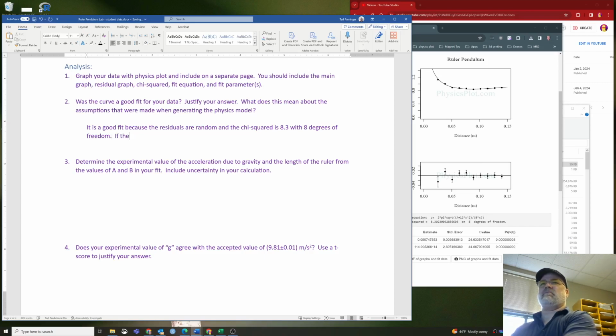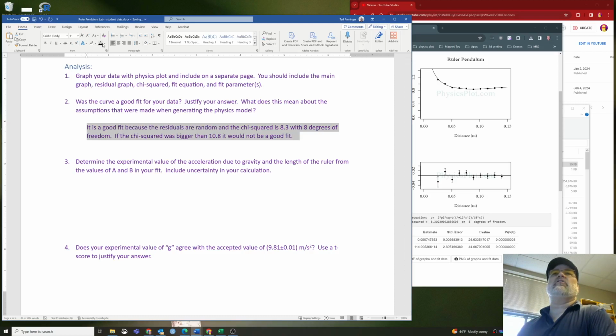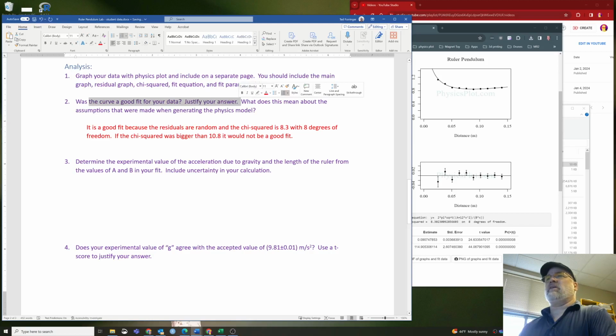If the chi-squared was bigger than, let's see, 8 plus the square root of 8 is 10.8. If the chi-squared was bigger than 10.8, it would not be a good fit. Okay, so there we answered the first question, was it a good fit, and we justified our answer.